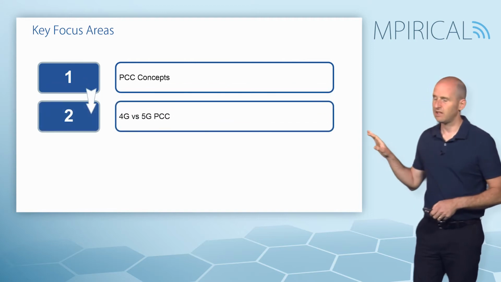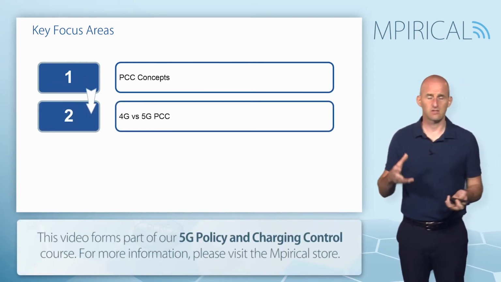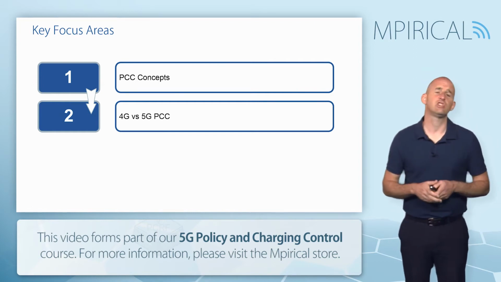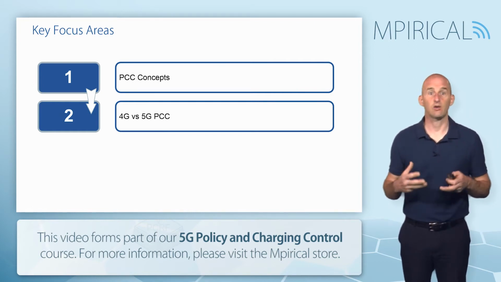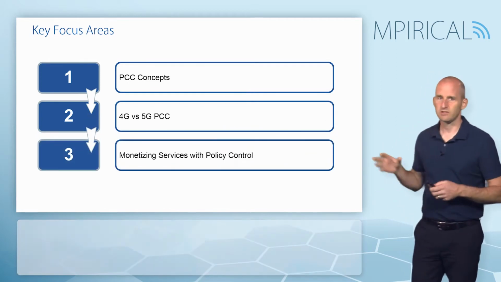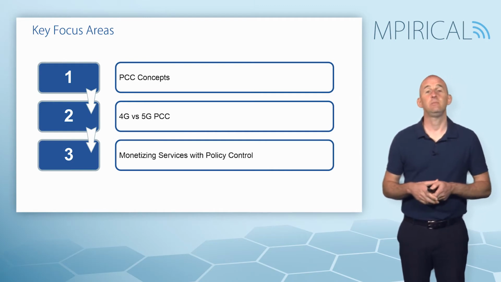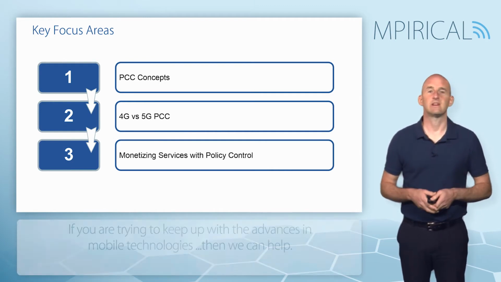We'll then consider a bit of a comparison between 4G and 5G, because there are some terminology changes despite the fact that conceptually the two are very similar. And then finally, we'll consider how exactly policy and charging control can potentially be used to ultimately monetize the network.